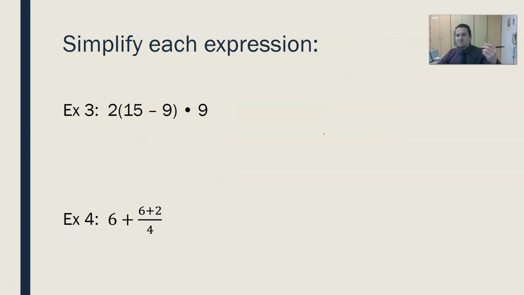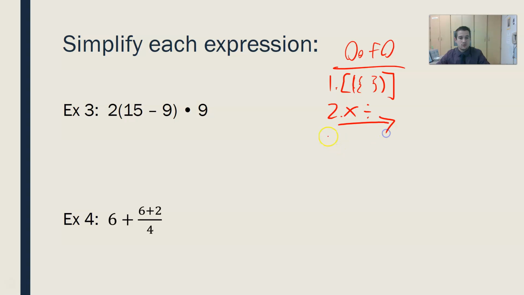Okay. Example number 3 says simplify each expression. I have 2 times (15 minus 9) times 9. So remember the order of operations. I need to look for grouping symbols like these. Then I need to look for multiplication and division from left to right. And then I need to look for addition and subtraction from left to right.